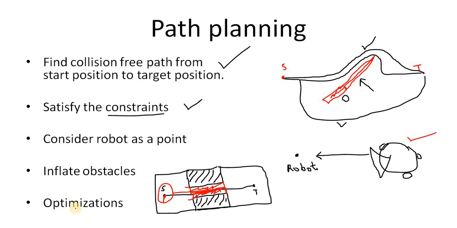Then we have optimization. This we have already covered: optimization means to minimize or maximize some parameter, for example, to minimize energy, to maximize speed, or to minimize the length of the path. All these things are also involved in path planning, and it's a special field called optimal path planning, but it's out of the scope of this course, so we shall not go into the detail of this.